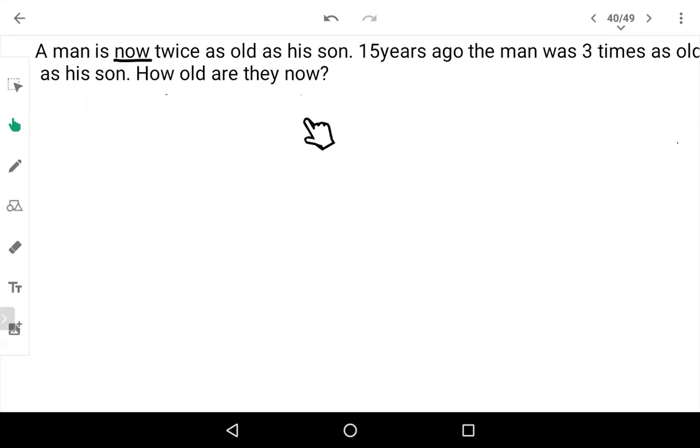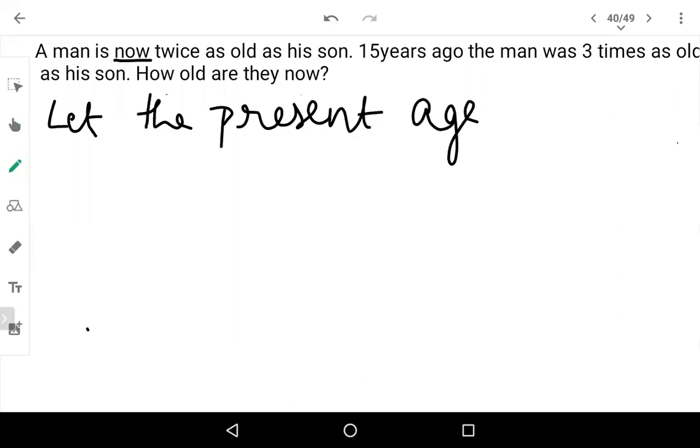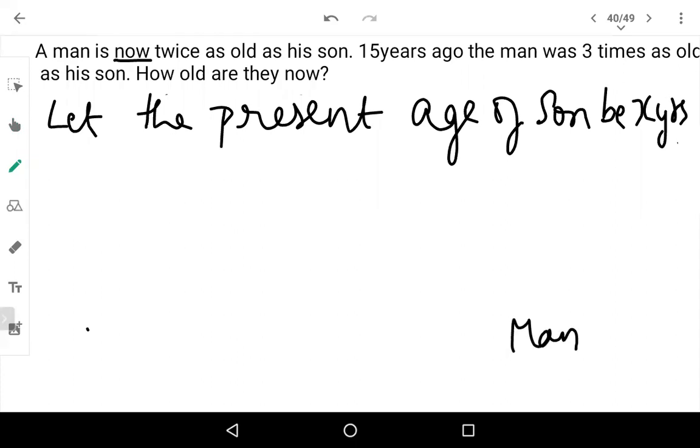So we are supposed to define a few things here and then we will continue with the problem. Okay. So defining a few things means first, let the present age of son be X years. Okay, we have to find the age of the man as well as his son. Okay, so first we are taking the age of the son to be X.